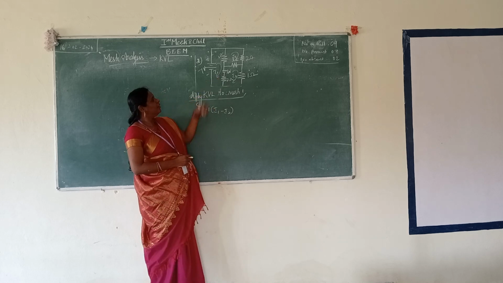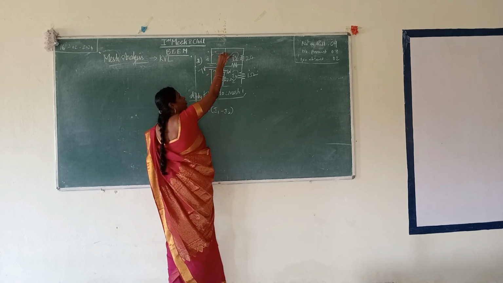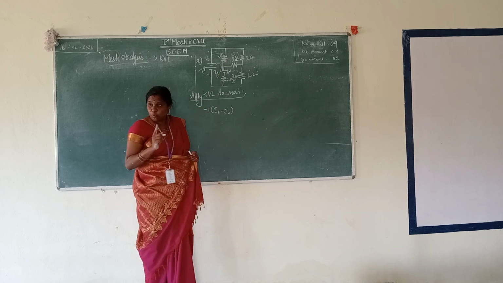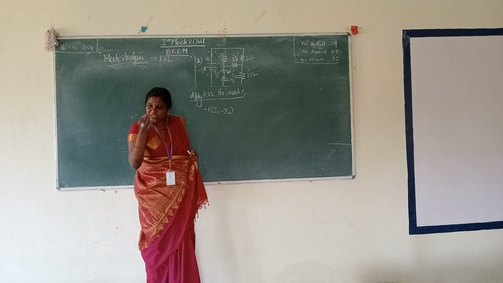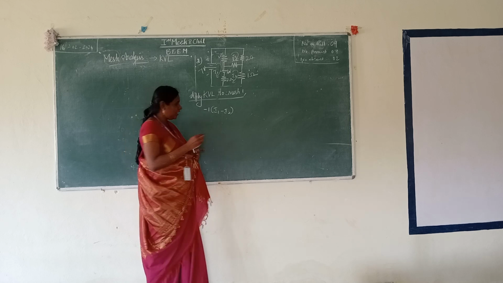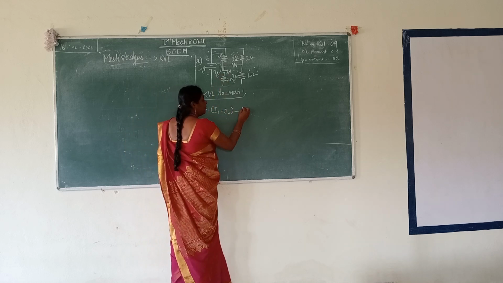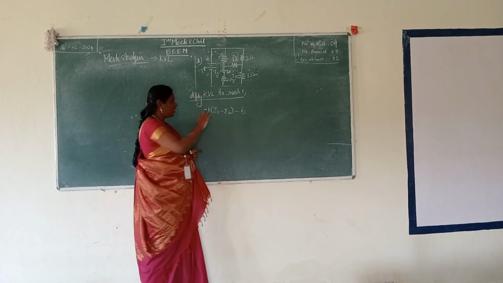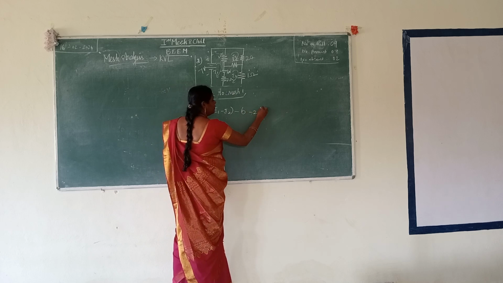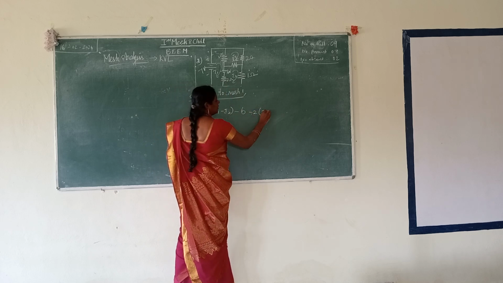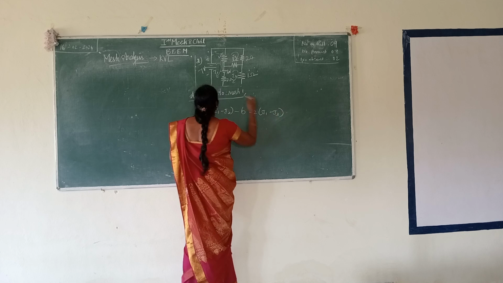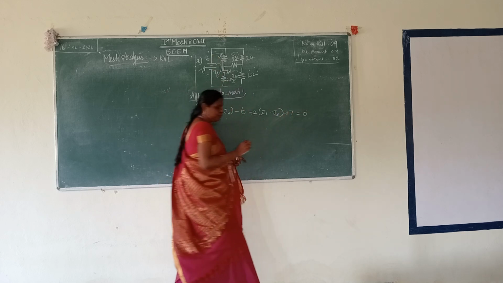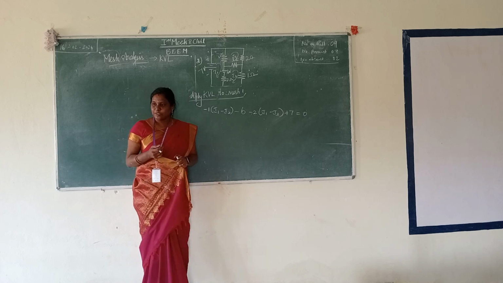Then, when I come like this, I have the 1 ohm resistor, then I have a 6 volt voltage source. The voltage value is to be entered as such, so the leading sign is minus 6. Just the voltage value, no multiplication by current. Then minus 2 into I1 minus I3. Then plus 7 is equal to 0.